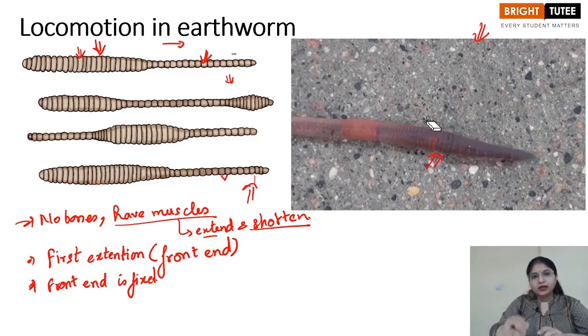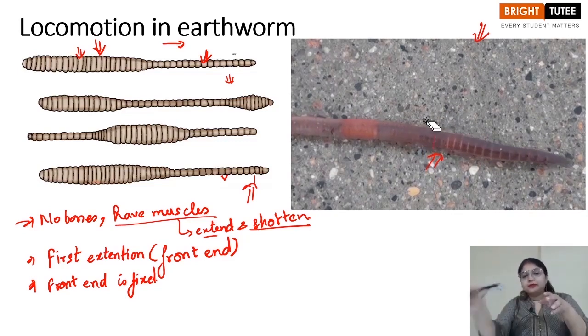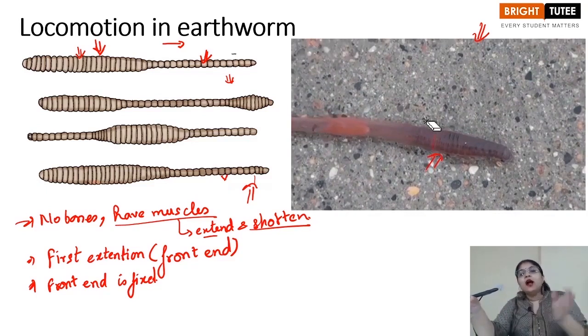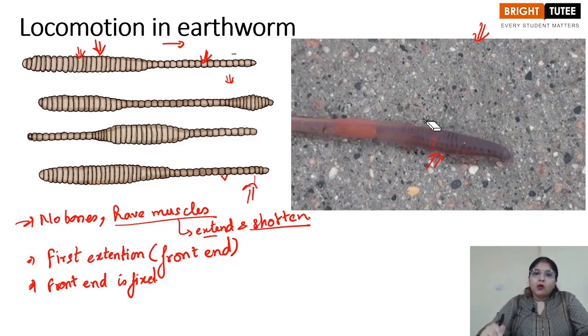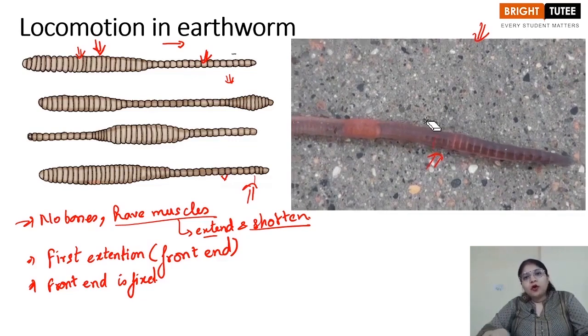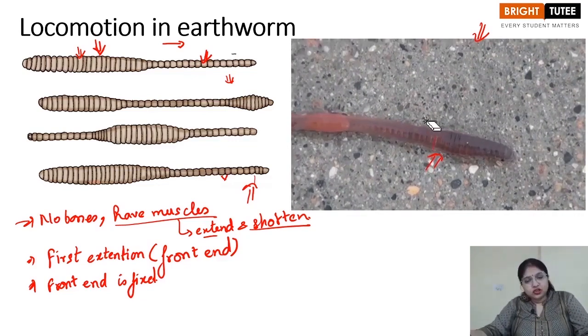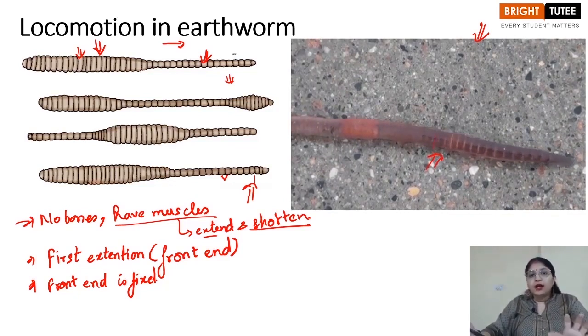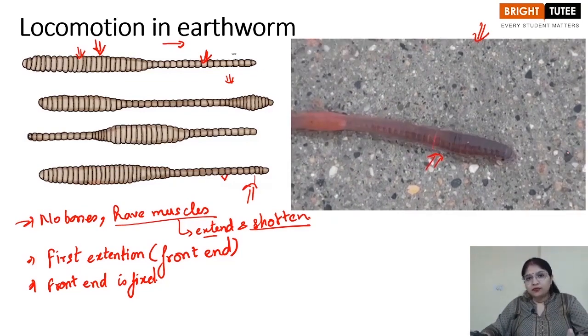So, first the front end is extended, it gets fixed at that point, and then it shortens the rear end of the body, right? Now, once this motion happens, the body of the earthworm moves forward in the direction of the front end, right? So, simply to understand that, let's understand this with the help of this video.